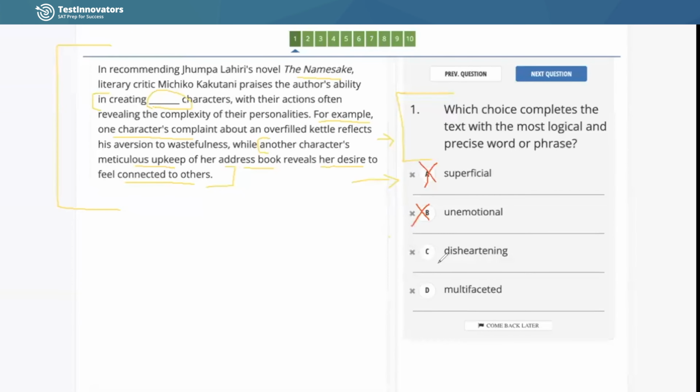So for choice C, we have an interesting word, disheartening. What does this mean? If a character is described as disheartening, it generally means that the character's actions or behavior are causing disappointment in some way, whether this applies to other characters or to the reader. But we do not have enough evidence to make this assumption, so because it's irrelevant, we can cross this off too. Which leaves us with choice D, multifaceted, but I would say it's not enough to just rely on process of elimination. We should first confirm that this choice does in fact fit better than the others.